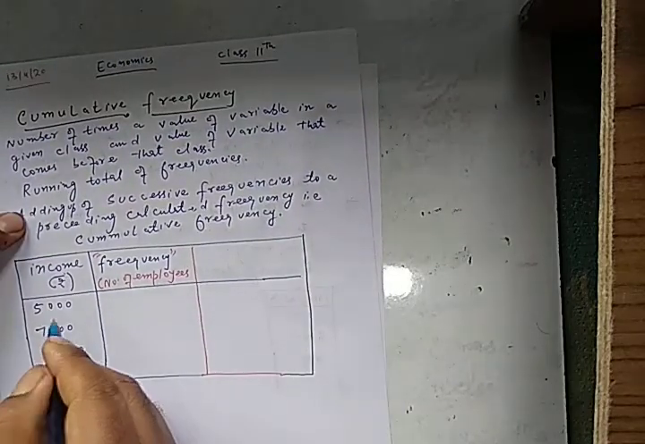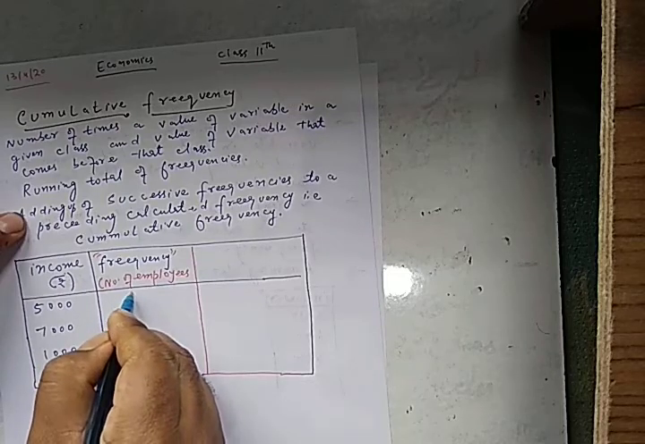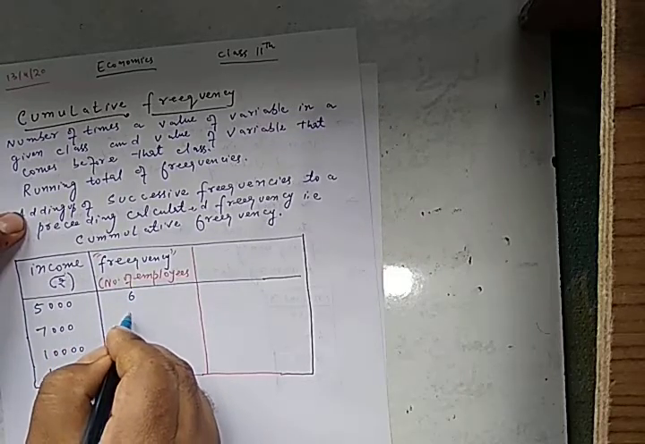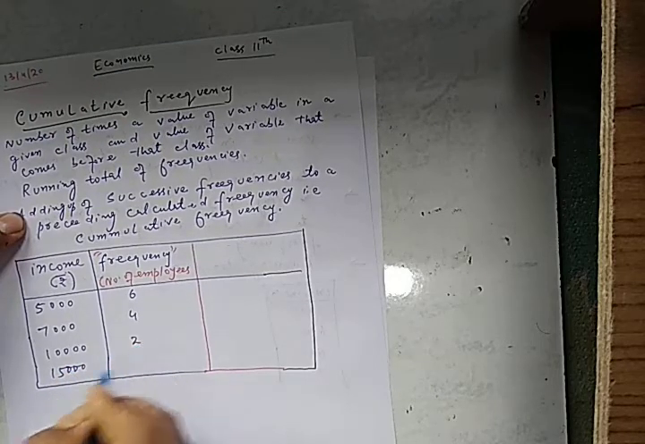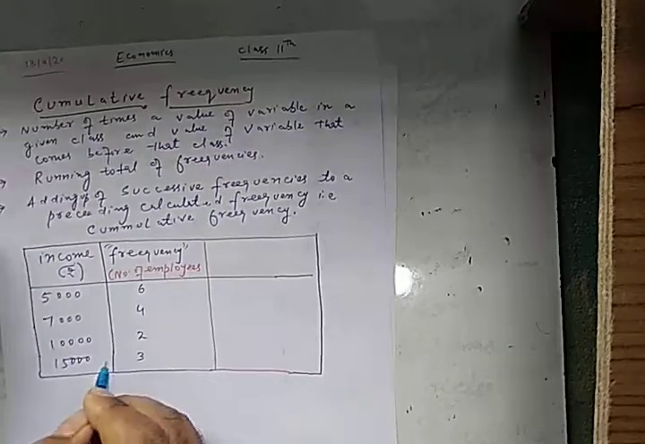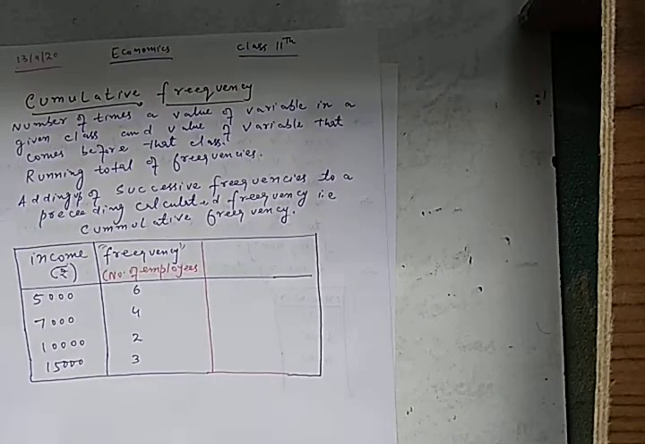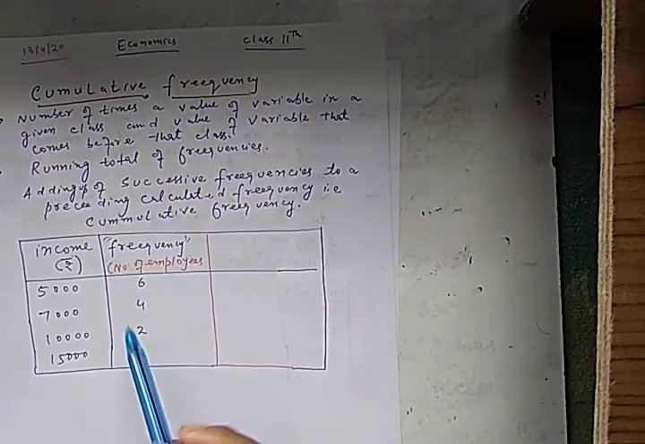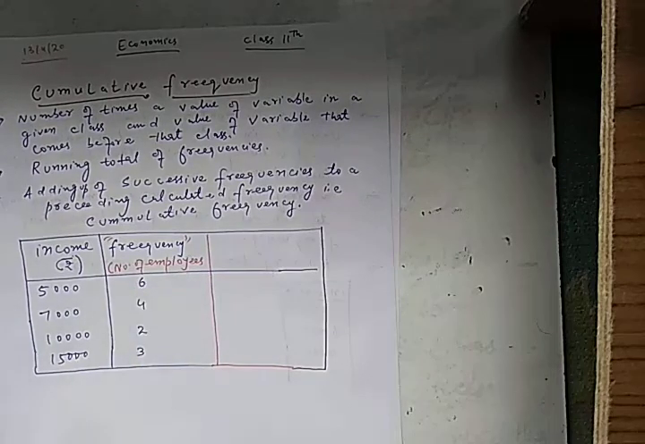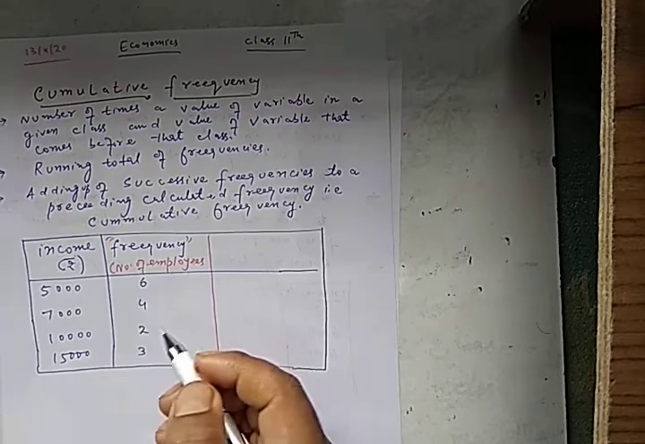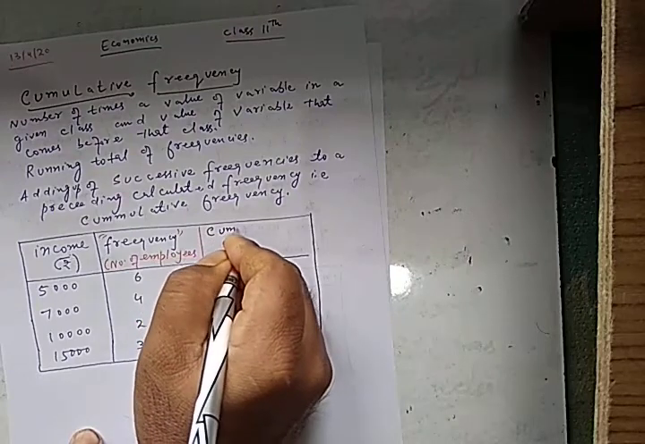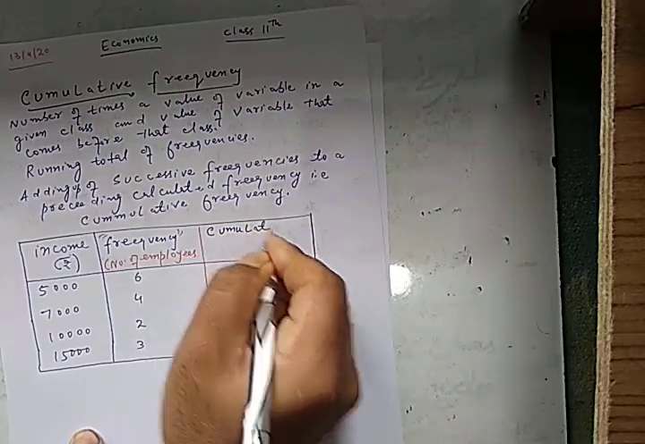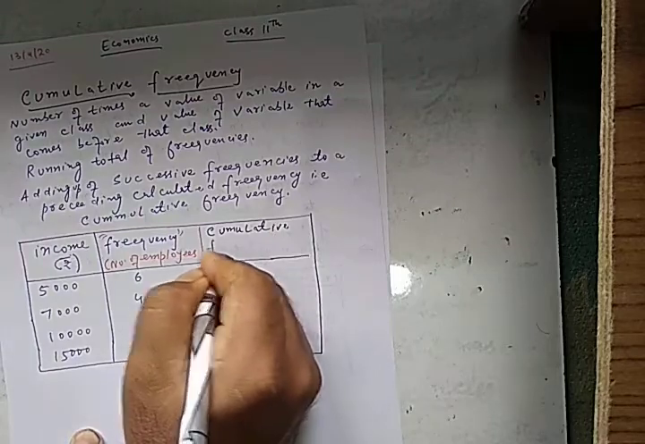Let us suppose in this income class it is 6, in this income class it is 4, in the income class equal to 10,000 suppose it is equal to 2, and in the income class equal to 15,000 suppose there are 3 persons. Therefore, this is the number of employees, that is the frequency. Now we have to calculate the cumulative frequency.